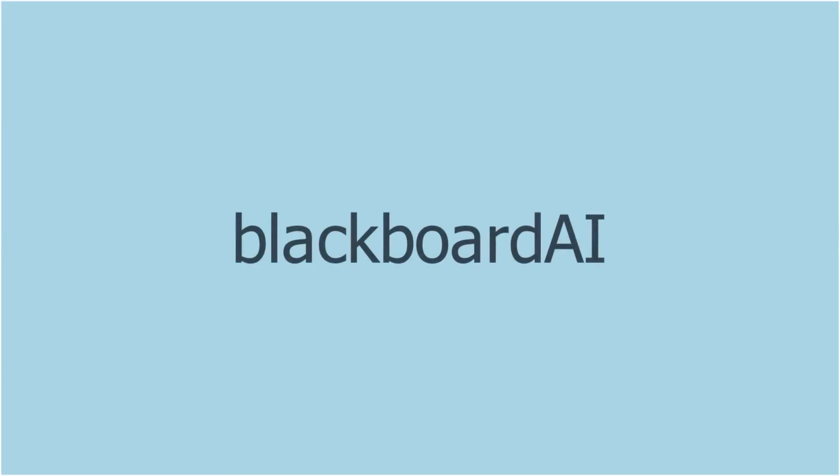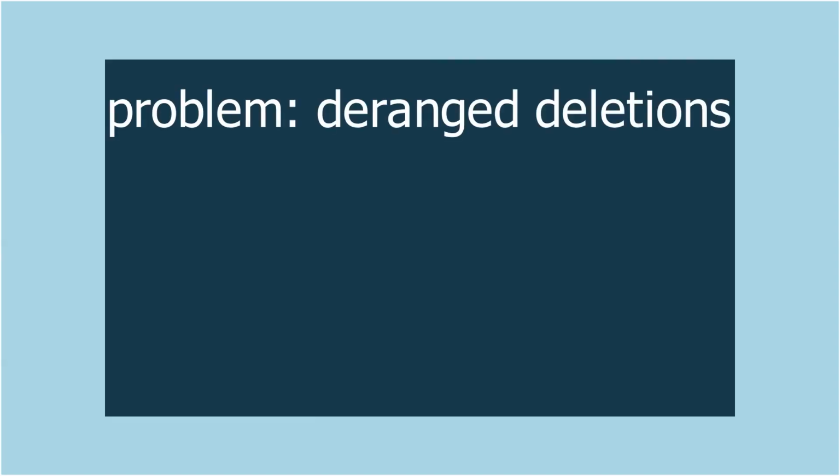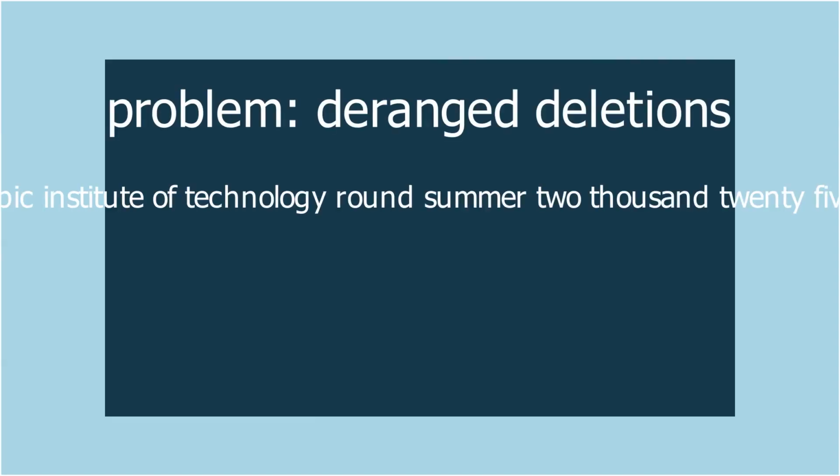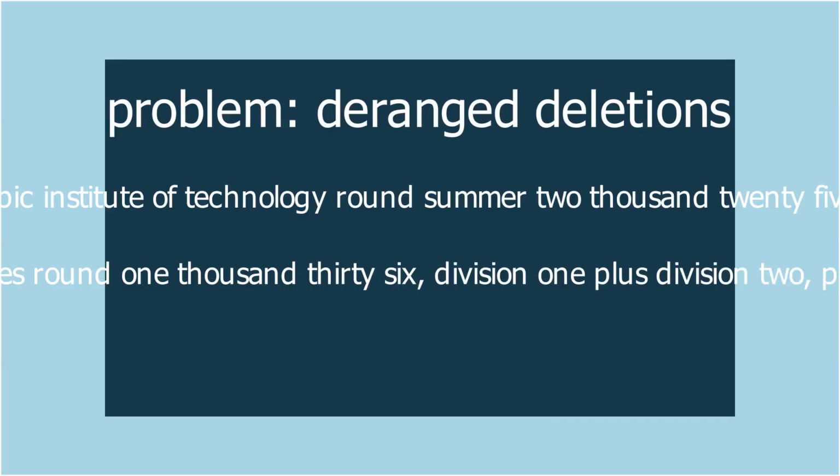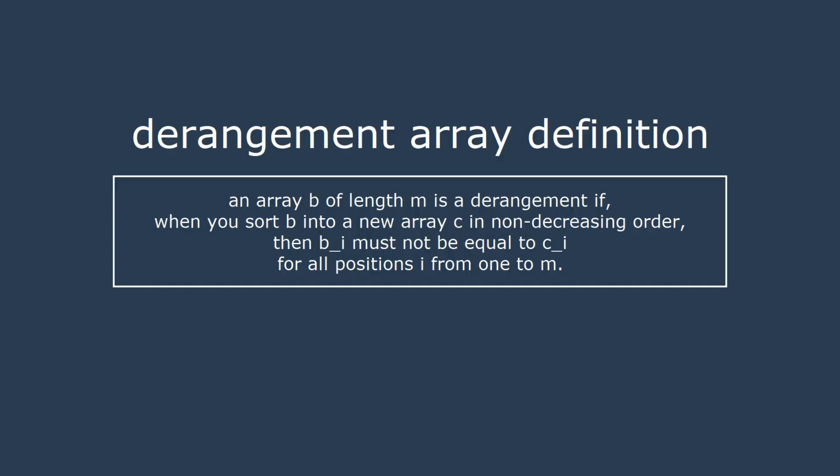Today, we are tackling a problem from the Epic Institute of Technology Round Summer 2025. Specifically, Codeforces Round 1036, Division 1 plus Division 2, Problem A, Deranged Deletions. It is a fantastic problem that might initially seem complex, but has a beautifully simple solution. Let us dive in. First, let us understand the core concept.